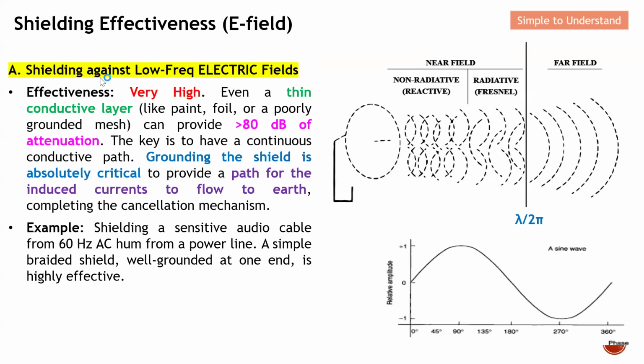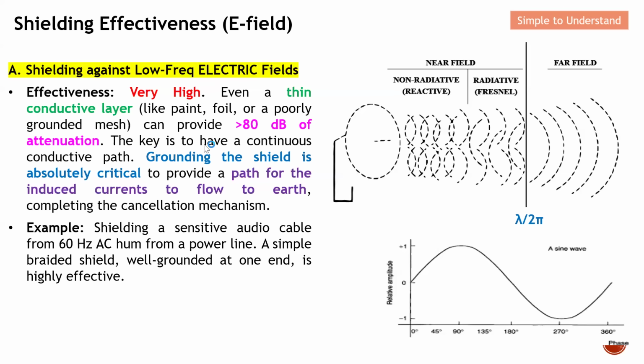Next, this is what I mentioned just now. For low frequency electric fields, this will be very effective, even with a very thin conductive layer. The keyword is that the shield must be a conductive layer, such as a conductive pane, foil, or even a very poorly grounded mesh. They can at least provide 80 dB of attenuation. So you successfully curb the low frequency electric field.